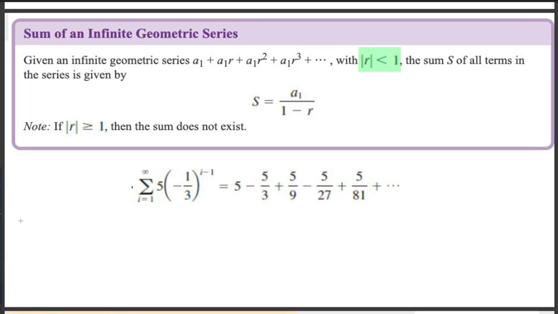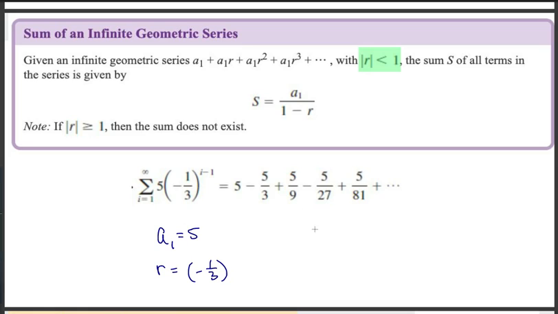Using this new formula, we can identify a sub 1 as 5. We can identify our common ratio as negative 1/3. I want you to think, if you were only given this representation, could you have picked out this information of your first term being 5 and your common ratio being negative 1/3? What if instead of that representation, what if you were given this instead? And they said, find the sum. Would you have been able to tell that the infinite sum would be defined? Could you identify the first term and that common ratio?